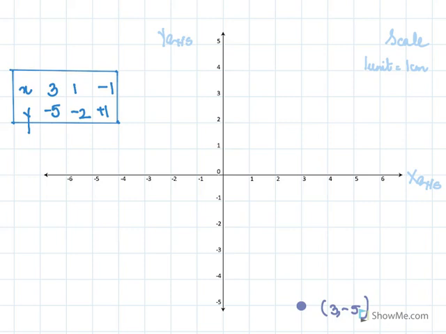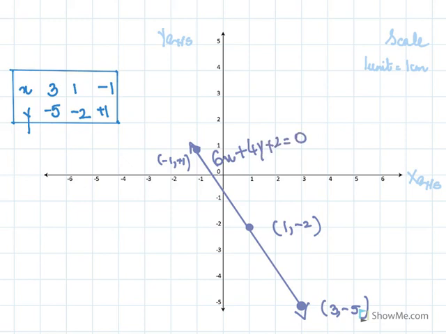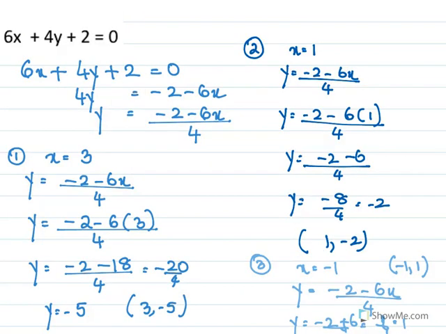Then next we plot the second point, that is (1, -2). It's here, (1, -2). And then we have the point (-1, 1). So (-1, 1) is here. I will go ahead and join them. So this is your equation. So here the equation is 6x + 4y + 2 = 0.